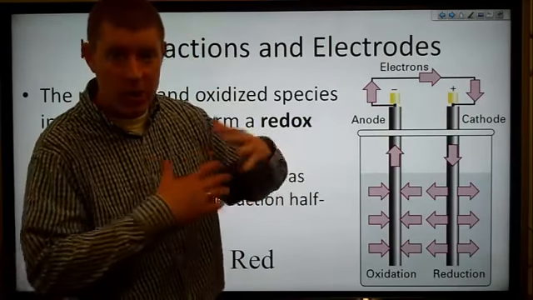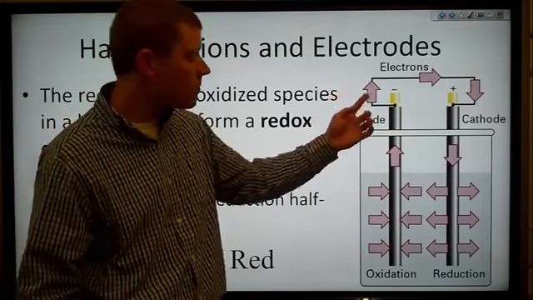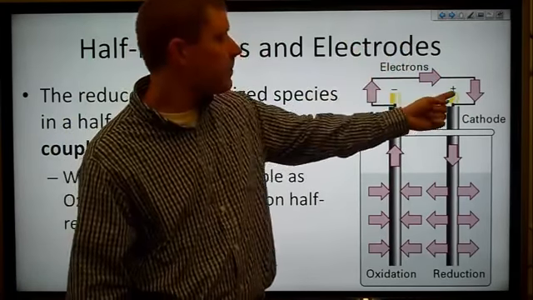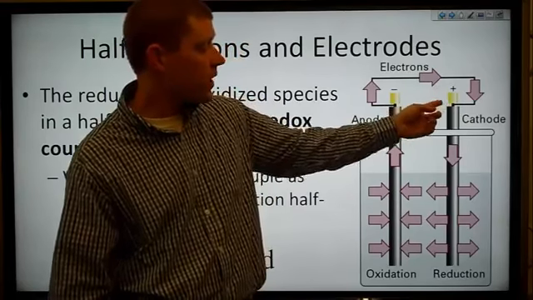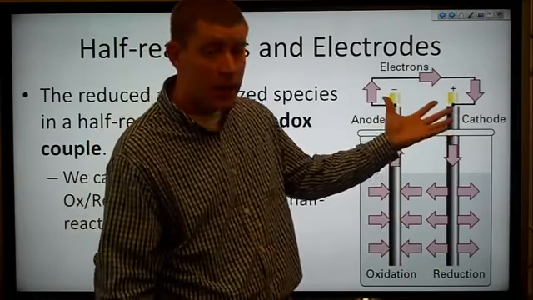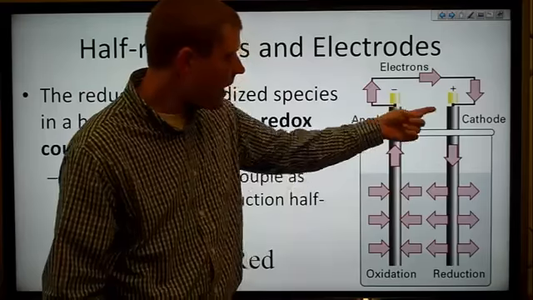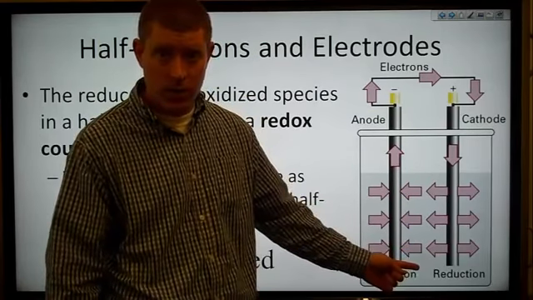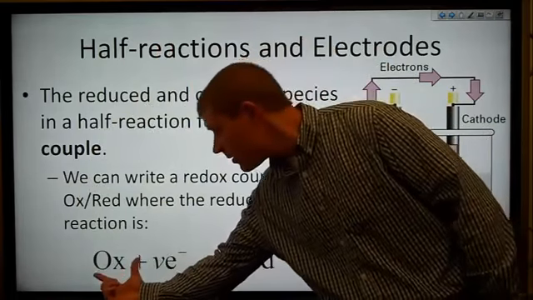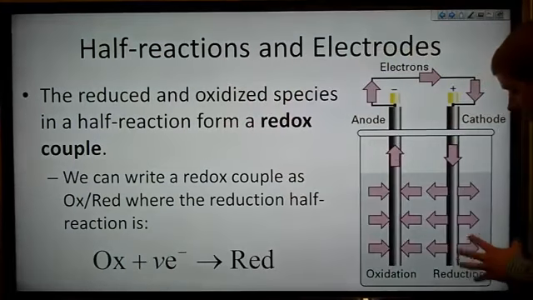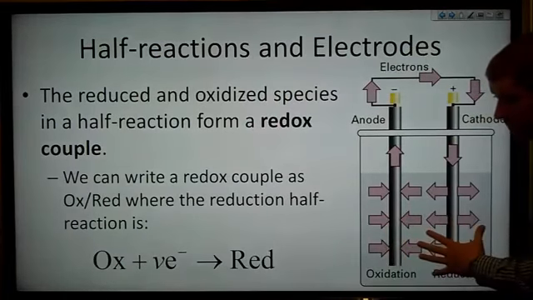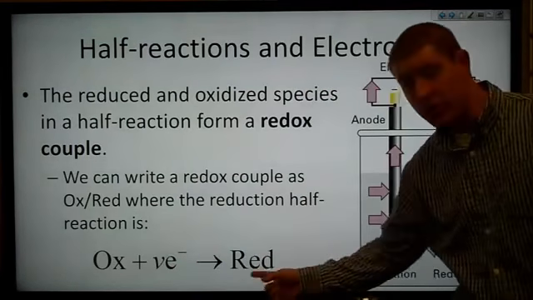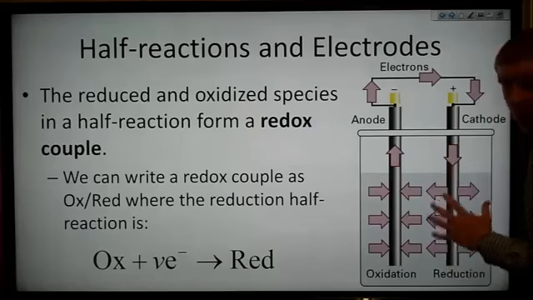Remember, our electrons will be repelled from a negative charge, so they're going to tend to want to move away from the anode, and they'll move through the circuit. Usually we have some kind of load up here, and the electrons will be attracted to the positive charge, so the cathode, and then the electrons go into the species that is being reduced. So we start out with our oxidized species in our electrolyte. We add some electrons, and we end up with a reduced species. Right? So that's occurring on the right side here.